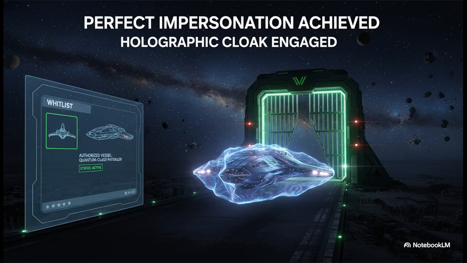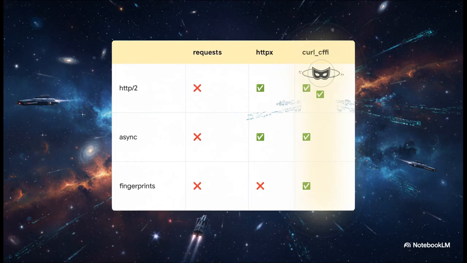Impersonate a browser's signature perfectly. That's where something like curl CFFI comes in. Just look at this comparison. Only curl CFFI is built from the ground up for fingerprint impersonation.